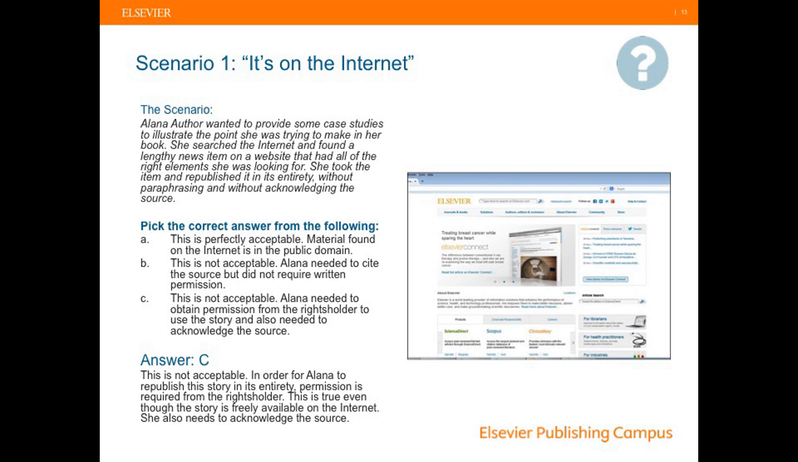The correct answer is C. This is not acceptable. In order for Alana to republish the story in its entirety, permission is required from the rights holder. This is true even though the story is freely available on the internet. She also needs to acknowledge the source.